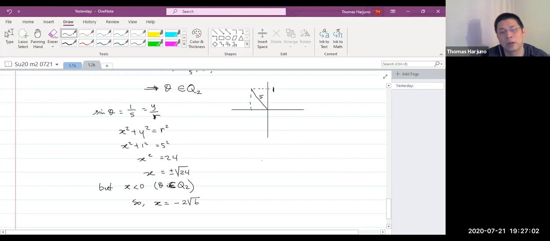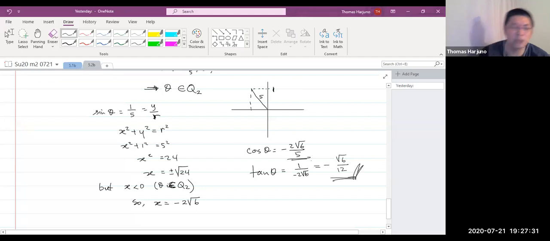Now from there we can go on. We already have the sine. How about the cosine theta? Cosine theta will be negative 2 radical 6 over 5. Tangent theta will be y over x. Rationalize a little bit, I get negative radical 6 over 12. Once we get the sine, cosine, and tangent, then we also know the cosecant, secant, and cotangent.